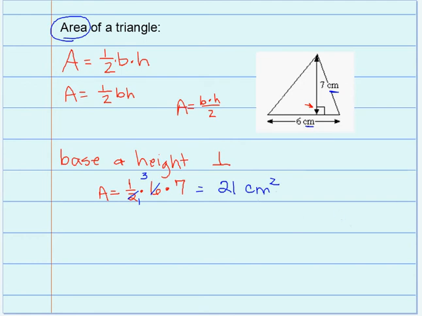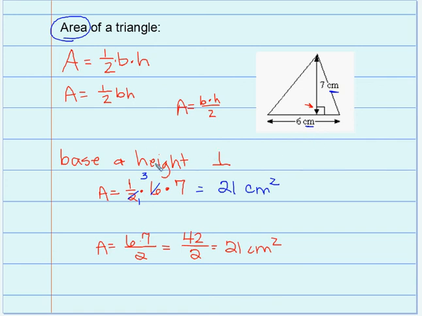You could have taken area equals, let's do the one that I think you're more familiar with, 6 times 7 divided by 2, and then we would have had to multiply 6 times 7, 42, divide by 2, and that would get us 21 centimeters squared. It's just that if you can see that you can do some of this division first before you multiply, sometimes it keeps the numbers a little more manageable for you.